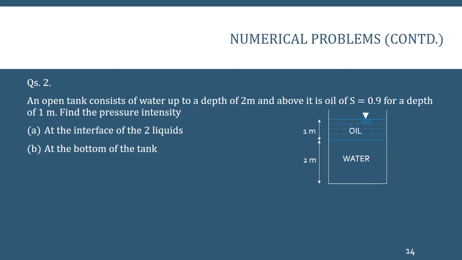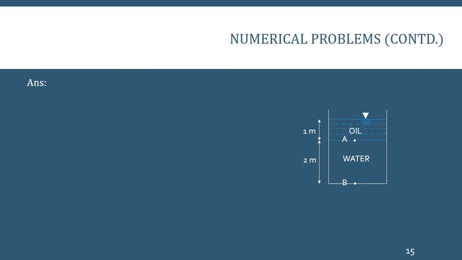You can either pause the video and try to solve this problem on your own and then check the solution of how this problem has been done. Let me move towards the solution. So I've marked 2 points here, A at the interface and B at the bottom of the tank. Now at the interface, I know that PA is equal to P atmosphere plus rho oil into g into h, which is 1 meter.